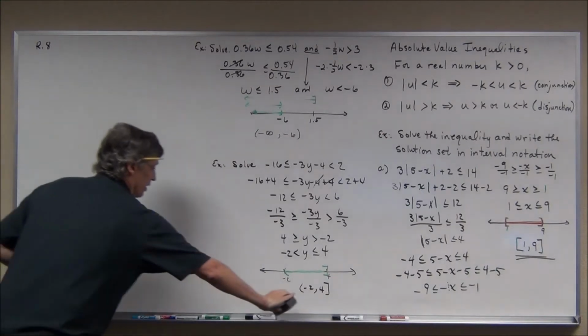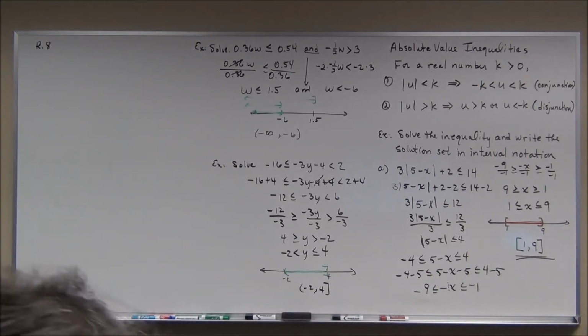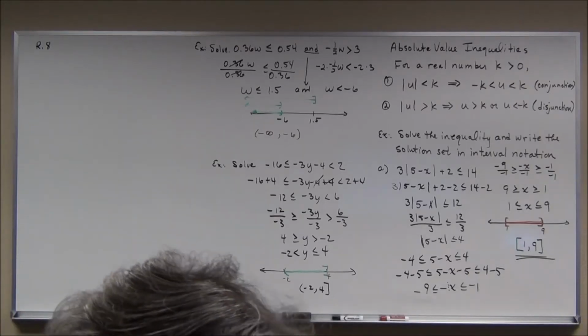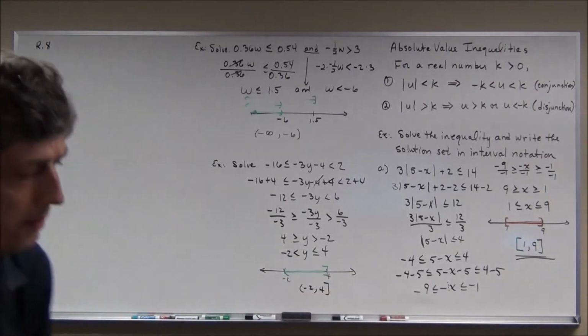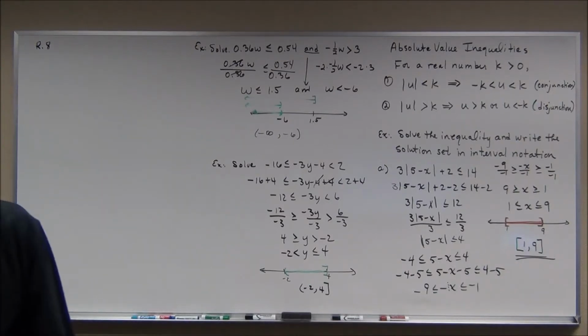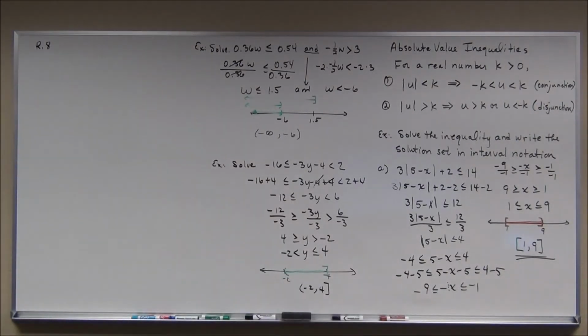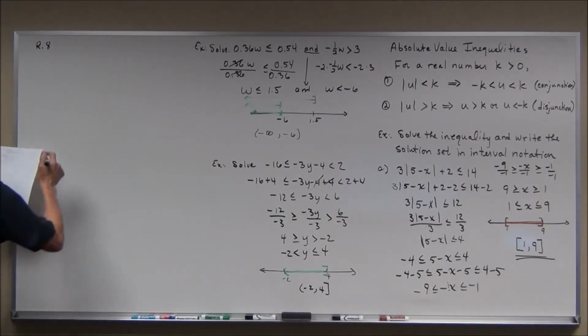I'll do an example of a disjunction here. Grab my paper. I'm still here. There we go. I'm still here, but I have the wrong paper. Let me grab another one. Here we go. Now I think we've got it.